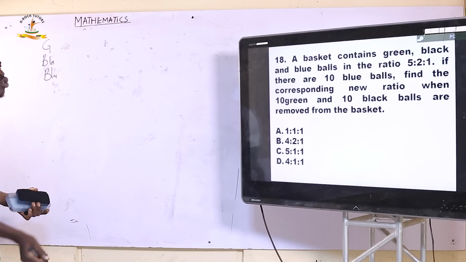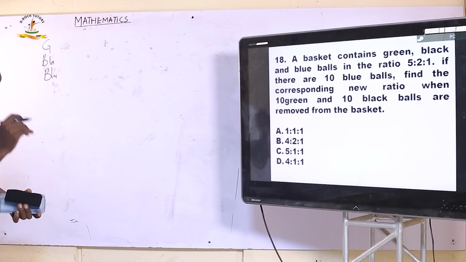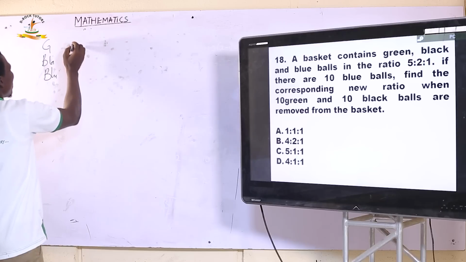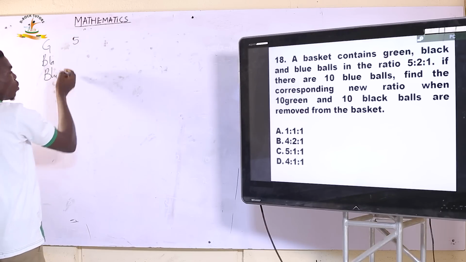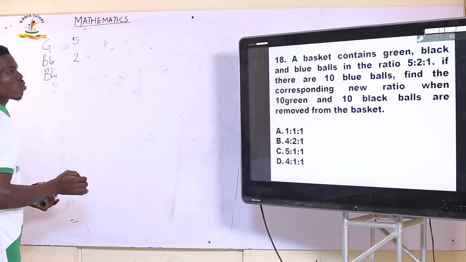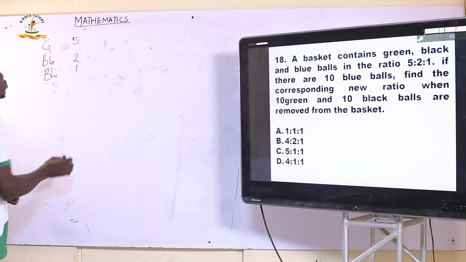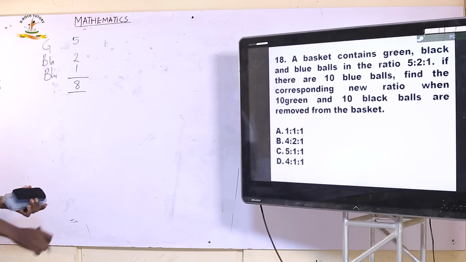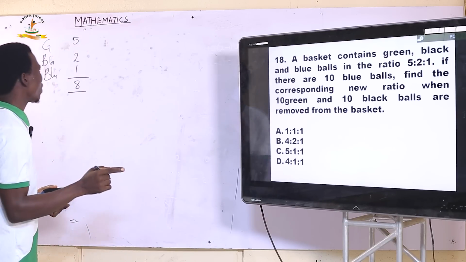So the ratio was what? 5:1. So you share it according to the sequence for which the question was brought. So sequentially, it means green is going to assume 5, and black is going to assume 2, and the last one, blue, is going to assume 1. So the total ratio is going to be 8. However, the question says there are 10 blue balls. There are 10 blue balls means that what?